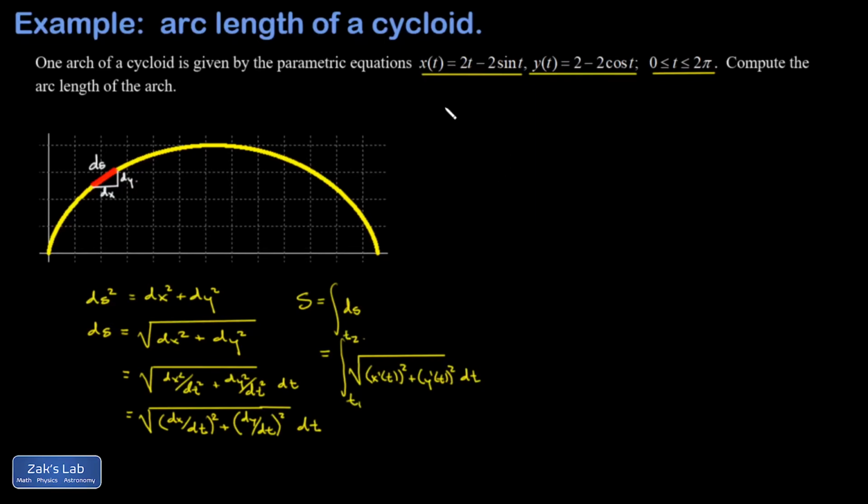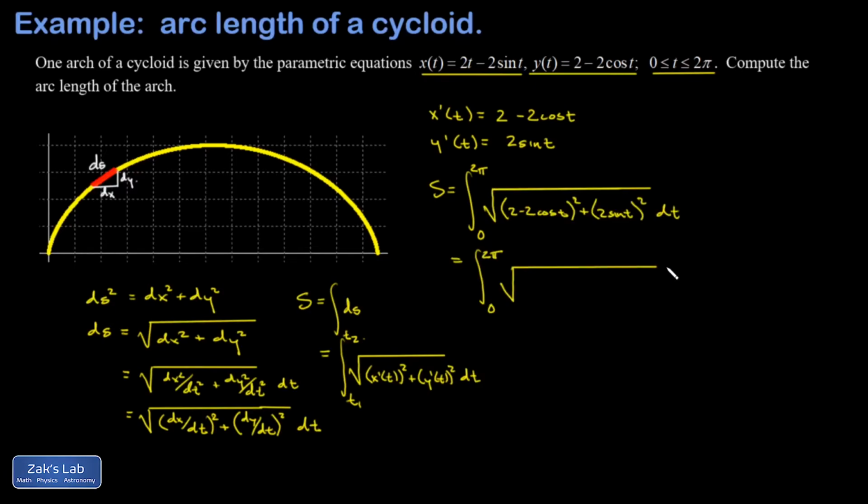It looks like what I should start with is computing the derivative of each of these parametric equations. So x prime of t is going to be 2 minus 2 cosine t. And then y prime of t is positive 2 sine t, because the derivative of cosine produces a minus sign. Now I need to set up an integral from the starting value of t to the finishing value of t, and then the square root of the sum of the squares of these derivatives.